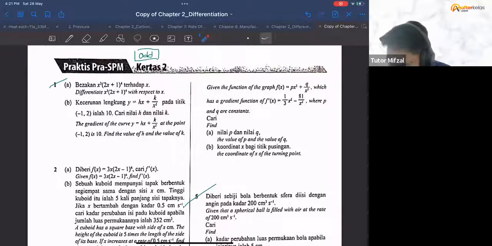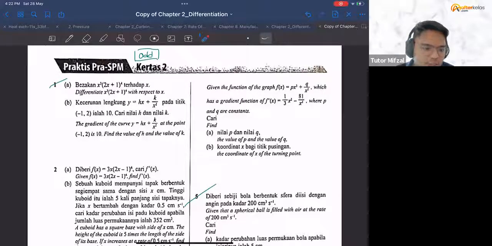All right. Okay, so now that we have taken a short break, let's proceed with question number 1. This is in the kertas 2. Kertas 2 is slightly longer. The questions are slightly longer, slightly more difficult, and contain more marks.